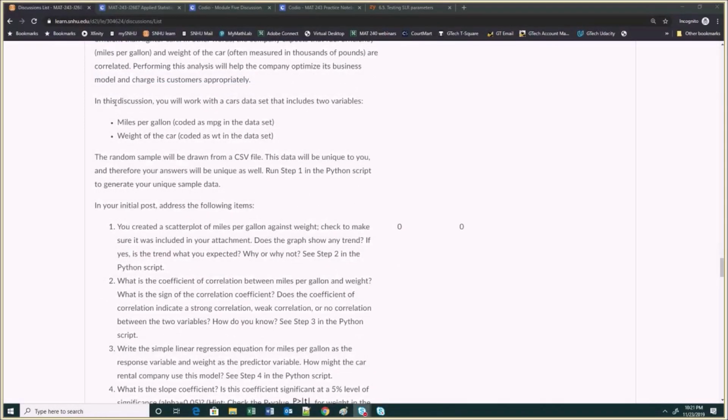In this discussion, you will work with the cars dataset that includes two variables: miles per gallon, this is coded as MPG in the dataset, and weight of the car, that is coded as WT in the dataset. Again, this dataset is unique to you, so your answers will be unique as well. So each student will have a different answer than you.